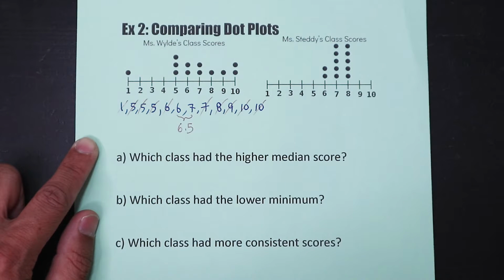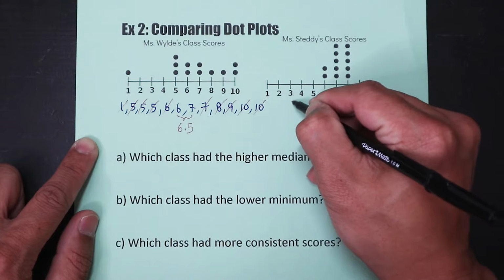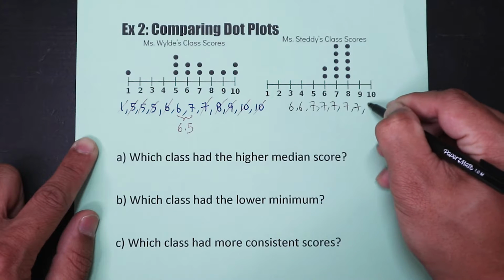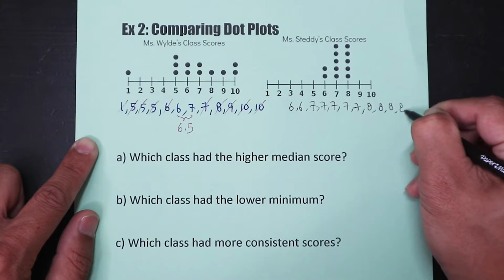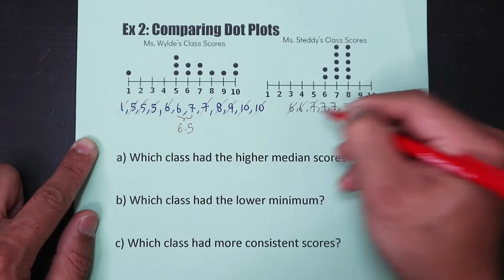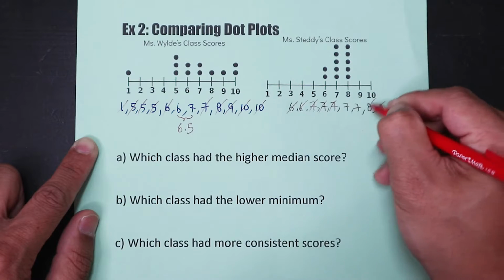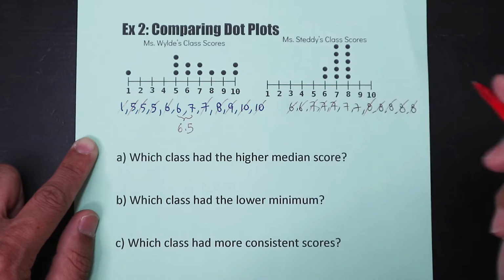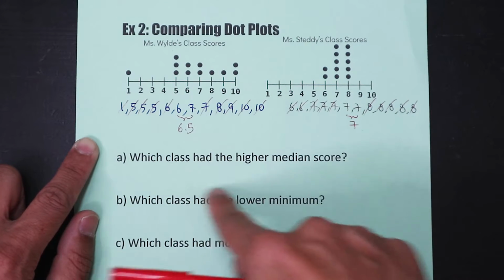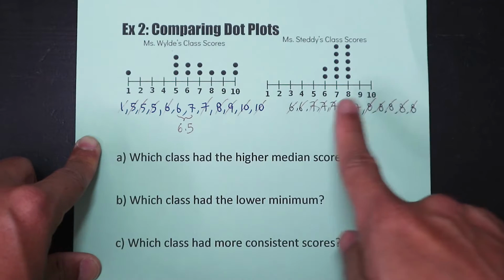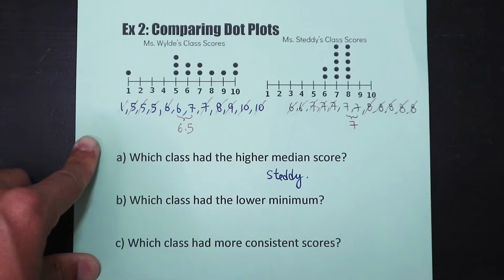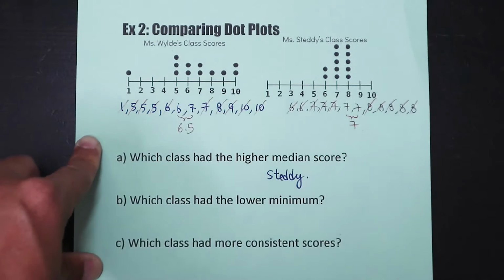Now, what about Steady's class? Well, let's do the same thing. I see there are 2 6s, and there are 5 7s, and there are 5 8s. So we're going to play the scratch off game again. So 1 pair, 2 pairs, 3 pairs, 4 pairs, and 5 pairs. And I ended up with 2 7s. So the middle number that is right in between the 2 7s is just 7. So which class had the higher median score? Well, it's definitely Steady's class, just because it has 7 compared to 6.5.